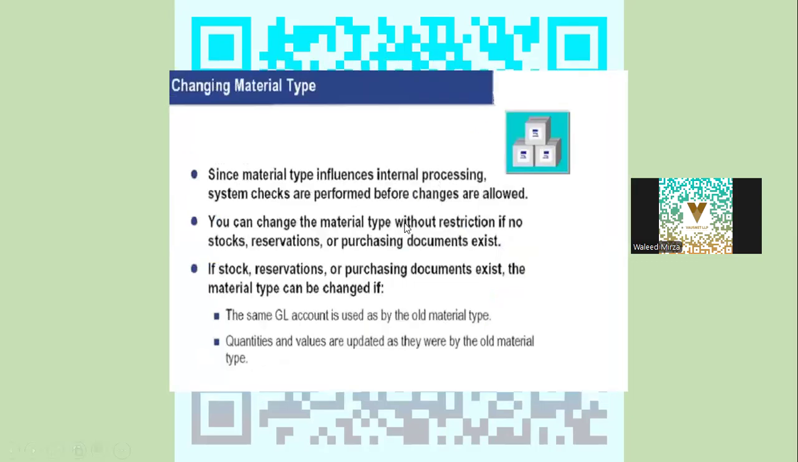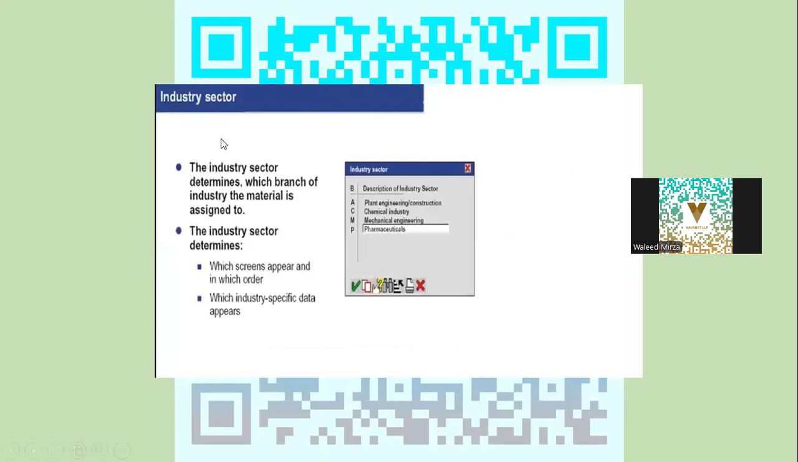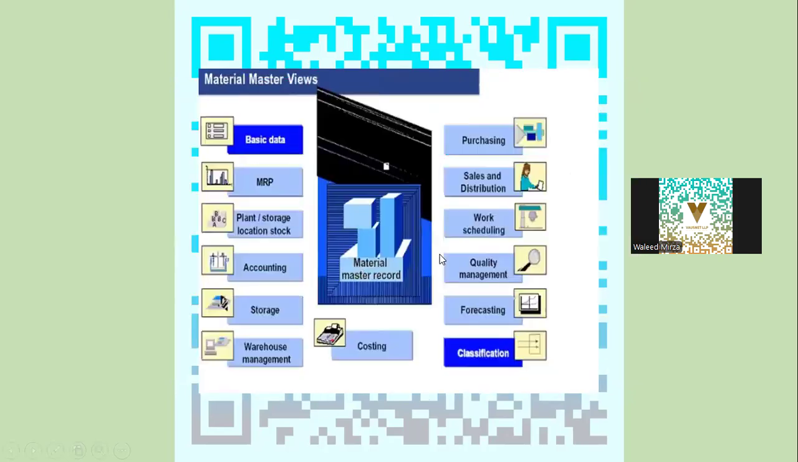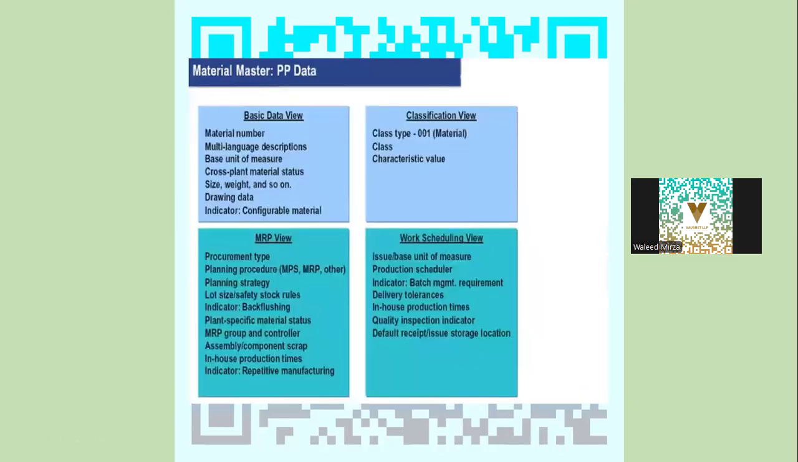Material types help you manage, balance and segment different stocks that are stored at storage locations. Industry sector: various industries can have material master records, but industry sectors help you define what material is made for what sector. The users and views in the material master are many, like accounting, MRP, purchasing, QM, work scheduling, classification, costing. There are many, so there are multiple users in the material master and it is very comprehensive. So we have views.